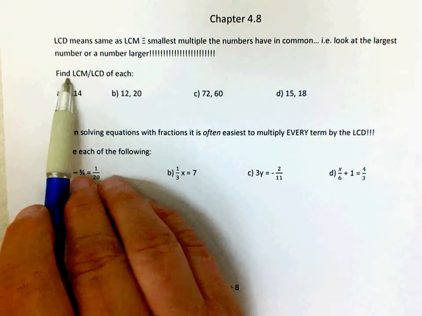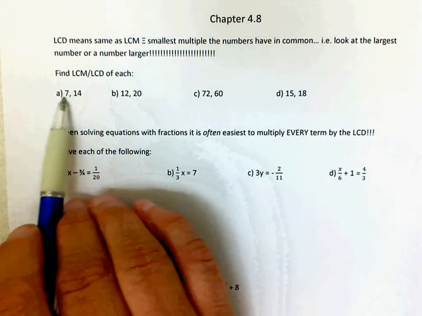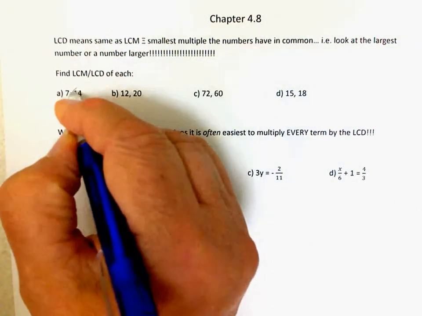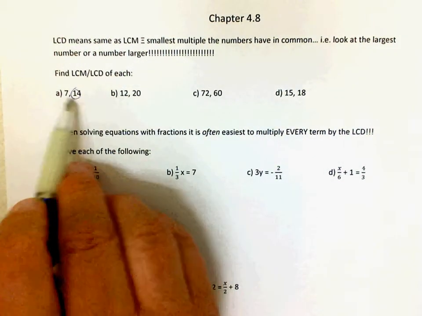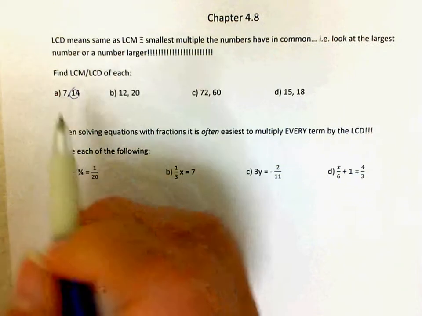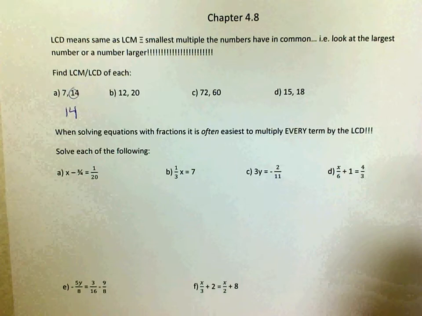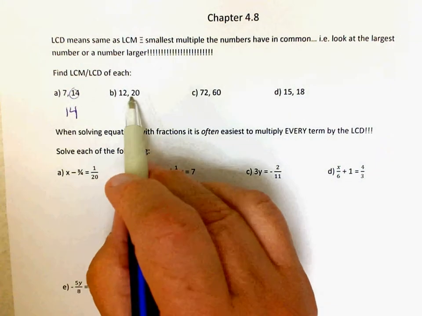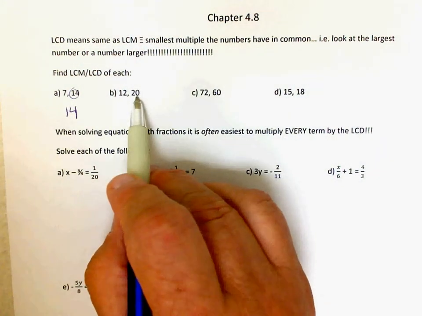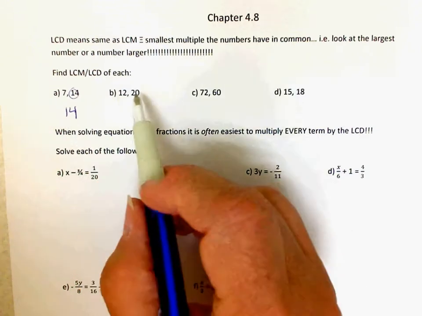Now, what is the LCD or LCM of each of these? Remember, look at the big one. Can I take 14 divided by 7? Yes, I can. So LCD on this one is 14. Can I do that same thing here? No, 20 divided by 12 is an ugly answer.